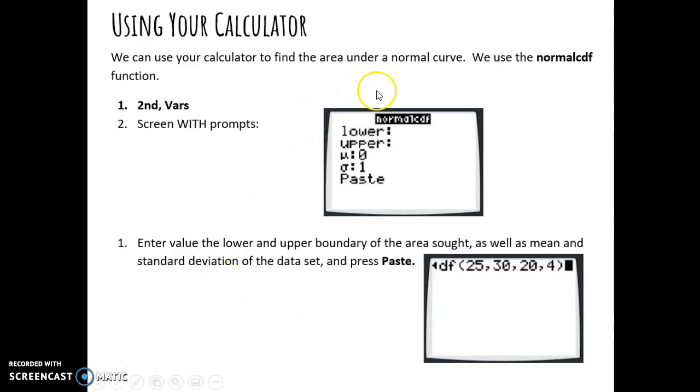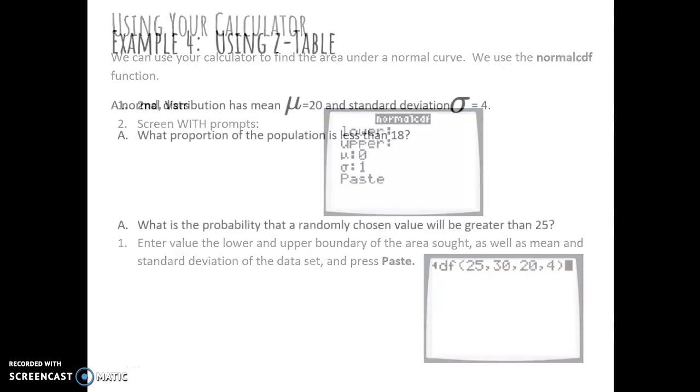And we would do this by doing the function in the calculator called normal CDF. We hit second vars. We would choose number 2. We need the lower boundary and the upper boundary, the mean and the standard deviation. For those without prompts, you have to enter those 4 numbers separated by commas in that order, and then hit enter, and you will find your area or the proportion or the probability, depending on what the question is asking for. It finds all 3 because all 3 are the same number. We also talked about how the number you get should be between 0 and 1.